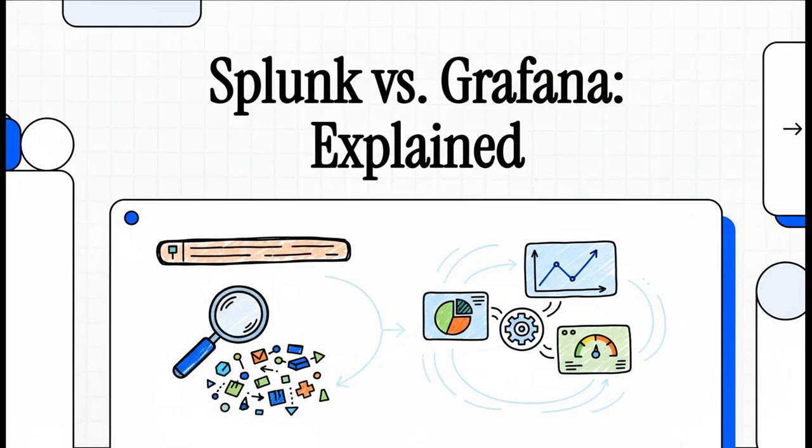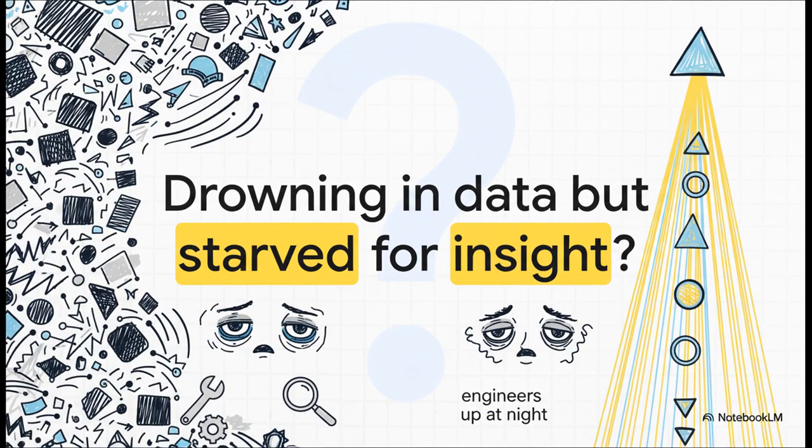Welcome to The Explainer. Today, we're breaking down the choice between two absolute giants in the world of system monitoring, Splunk and Grafana. If you're trying to make sense of your system's data, well, this is the deep dive you have been waiting for. So, let's be real.